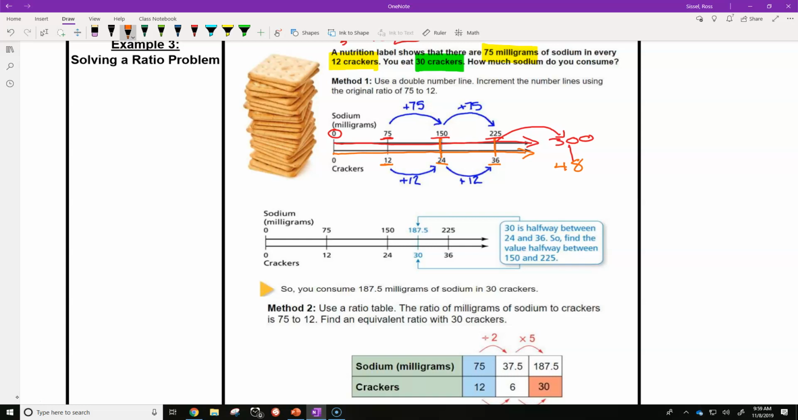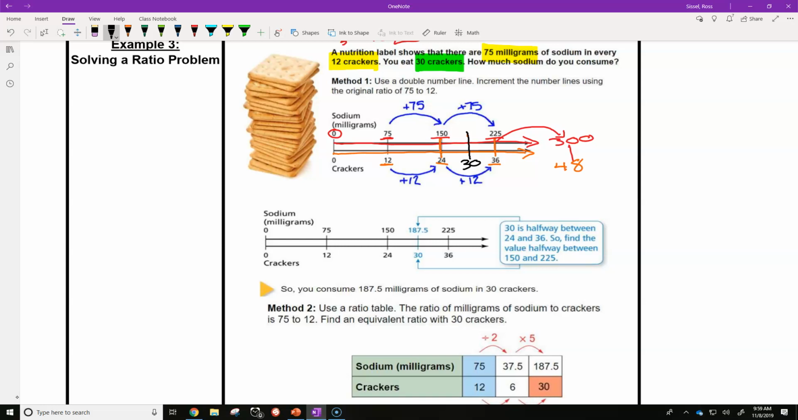This is where, if you know your math facts well, it comes in handy. You could have noticed right away, 30 is right in here. I'm going to switch colors so you can see this. 30 is right in here. And it is actually halfway between 24 and 36. 24 plus 6 is 30. 36 minus 6 is 30.